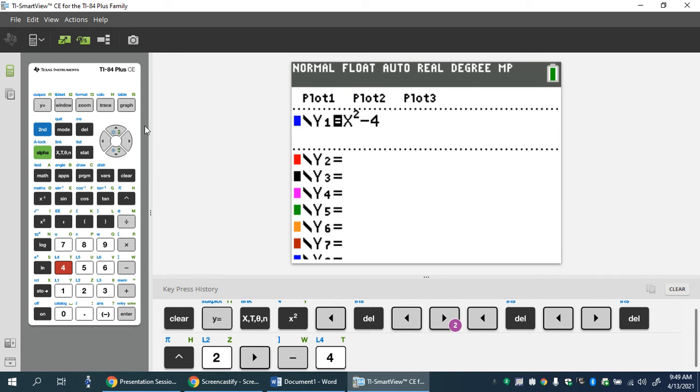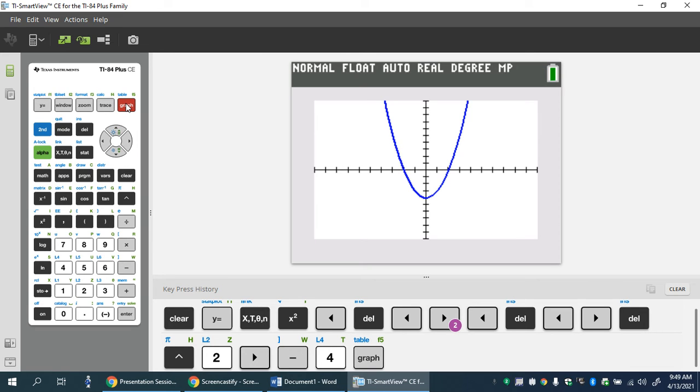So anytime you're just given the equation, when you put it in y equals, you can go to the graph and it will actually graph it for you. So this can help answer a lot of questions. If you need just the vertex, if you need the x-intercepts, y-intercepts, the a value, all of this can be seen right here.